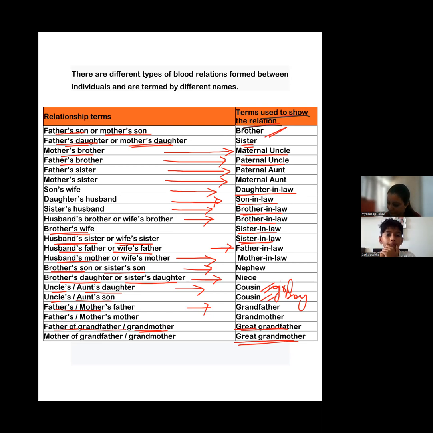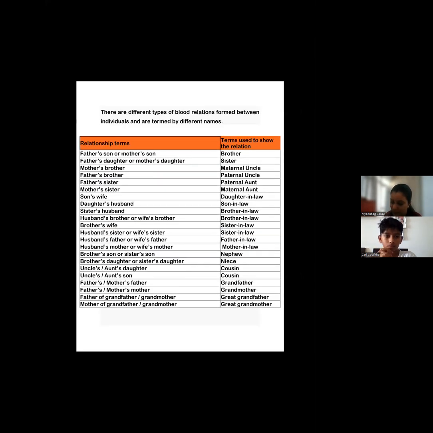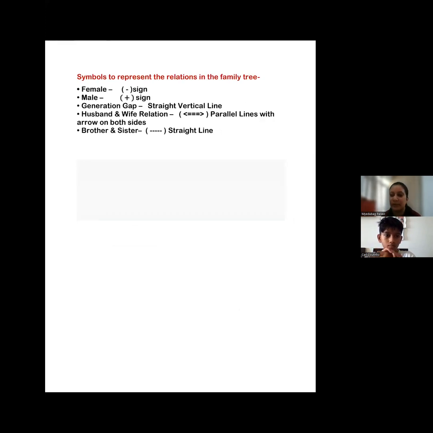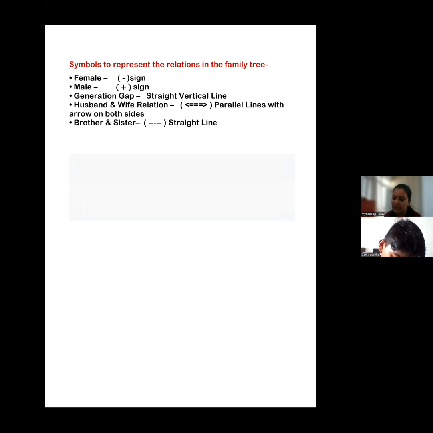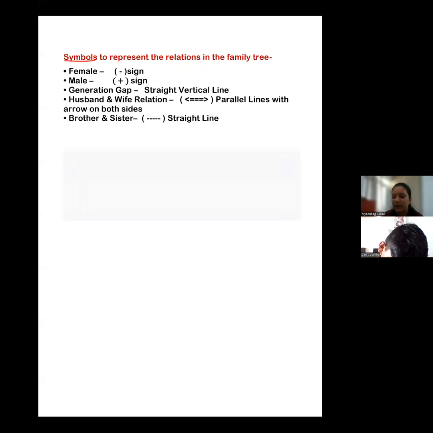Now, the important thing: how do we draw this family tree? There are some symbols that we can use to represent these relations in the family tree. These symbols are not universally accepted, so we can make our own. It's just that we use them in the best way that we can understand. So these are the symbols that I have selected for us to solve these questions.